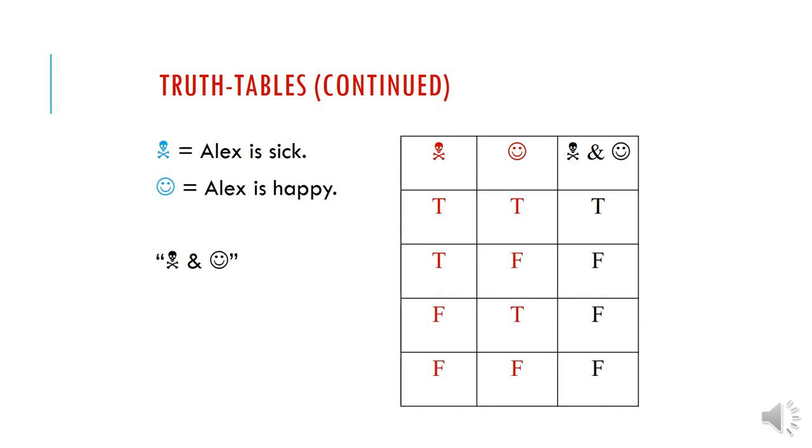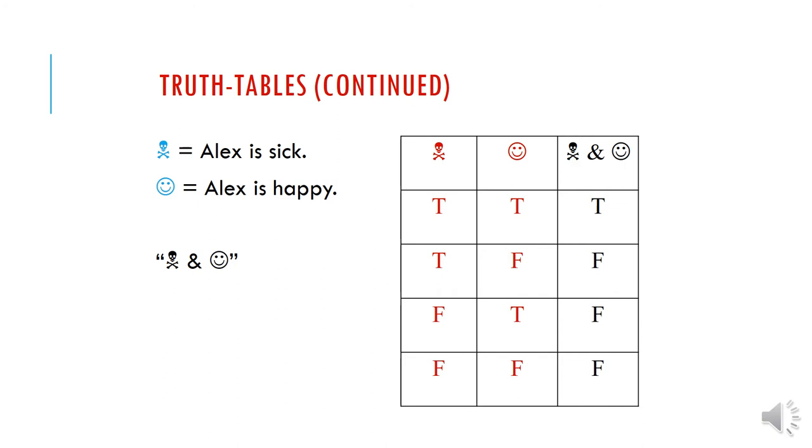looking back up at the very top right corner, Alex is sick and happy. Is it true that Alex is sick and happy if it's false that I'm happy? No, it's not true. Because in order for a conjunctive claim to be true, both parts of the conjunction need to be true. If any one of the parts of a conjunction is false, then the entire complex truth function is false.